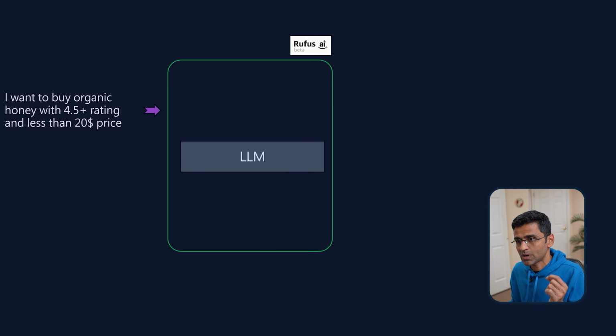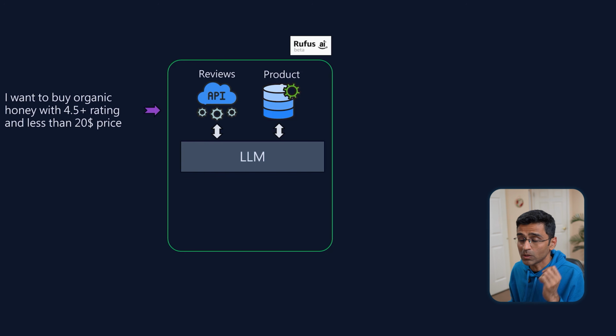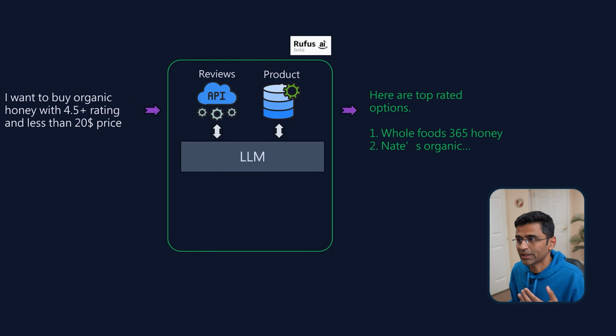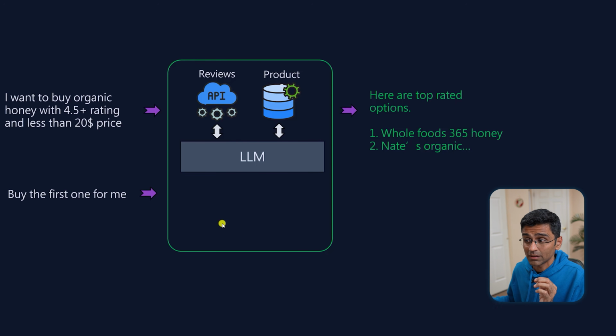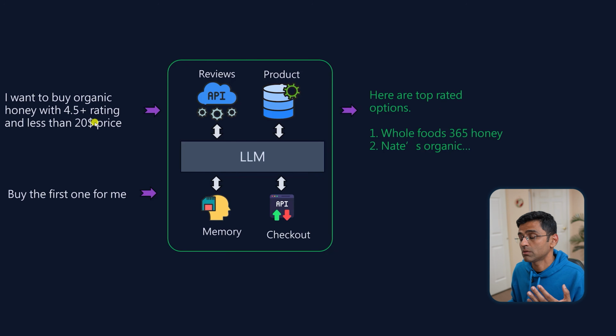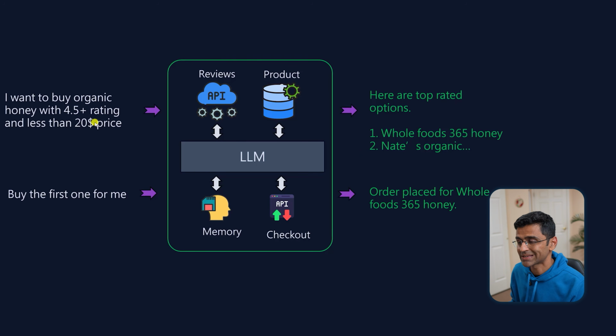So in this case, when you ask a question on a specific product, a large language model is at the core of any agent. Even Rufus AI has some kind of large language model, and it will then look into a product database. It will also call some kind of APIs, let's say, to get the reviews, and it will tell you, okay, here are the 3 products that I have found. Now when you say buy the first one for me, the LLM remembers the past conversation, so it should have access to some kind of memory, and then it will probably use a checkout API to place an order.